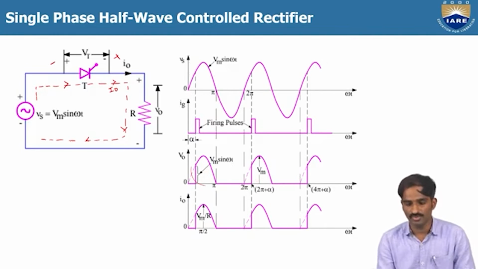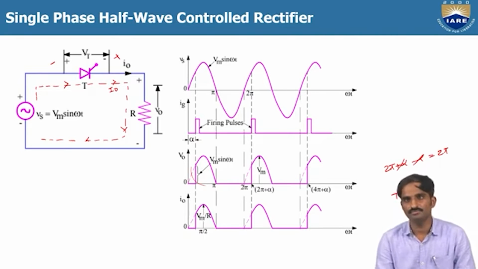So the total time period is 0 to 2 pi, which means after every 2 pi the thyristor will conduct. Like here you can see, this is alpha to 2 pi plus alpha. The thyristor first conducts at alpha, and then it will conduct again at 2 pi plus alpha. So the total time period is 2 pi plus alpha minus alpha, which is equal to 2 pi. So the total time period here, T, is equal to 2 pi.